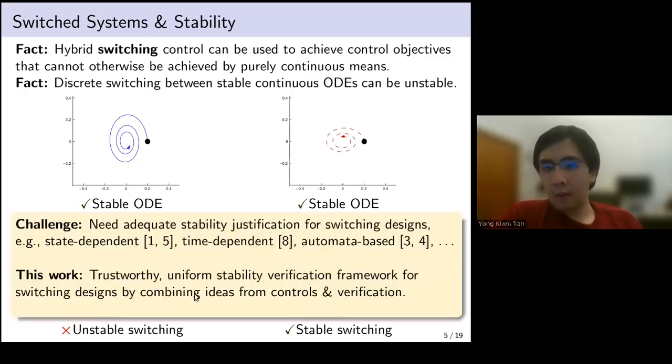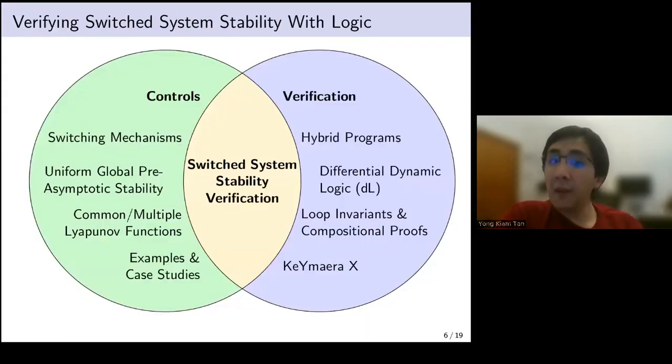So the point is that, given a switching control design, we're going to want to be able to adequately justify the stability of that design. And of course, in the controls literature, there are many different justifications for different switching designs. But the question now is, what if I want to come up with my own switching design, or if I want to combine some of these switching designs, how do I go about doing that in a trustworthy and correct way? And this work provides an answer to that by combining ideas from controls and verification towards switch system stability verification.